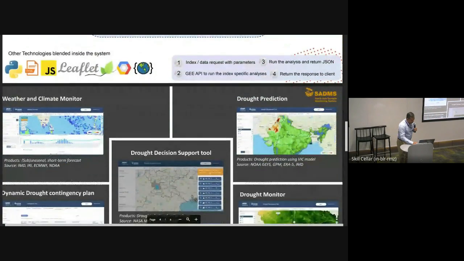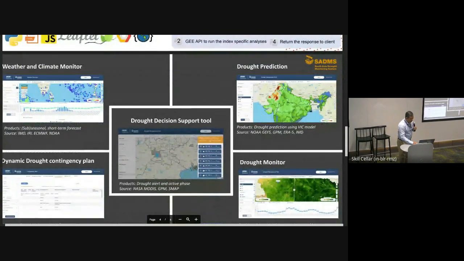So what we talked about was much more on the data side. We can get the weather and climate monitor as a submodel, from where we can get information from 7-day weather prediction to seasonal or sub-seasonal weather prediction. We have a model called VIC. We run it in the system and get the output on what the issue is going to be for the next 15 days.